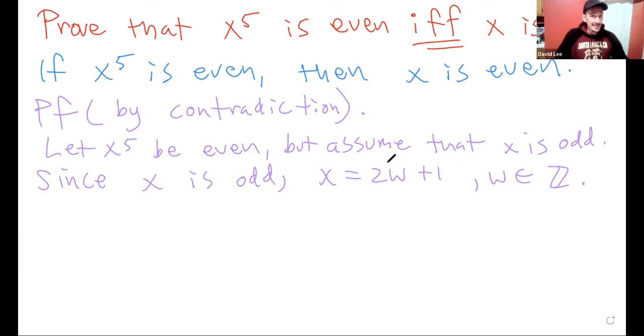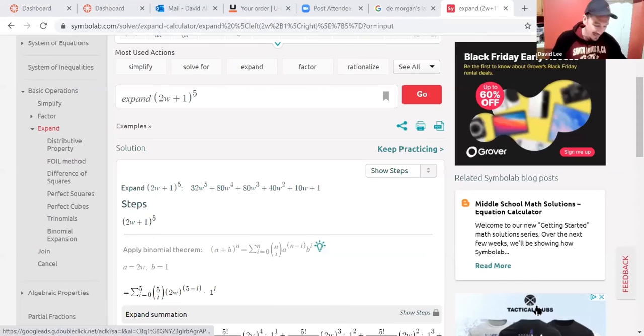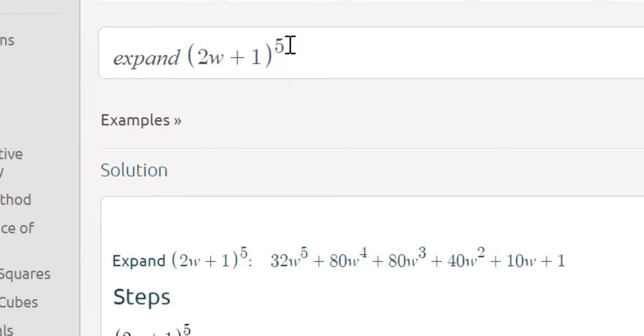And now we have to raise this to the power of 5. So x to the power of 5 is (2w plus 1) to the power of 5. And imagine having to take this binomial and raise it to the power of 5 and expand it 5 times. No. We're not going to do that. What we're going to do instead is go to the internet and Google polynomial expansion calculator. And we're going to type in 2w plus 1, and raise it to the power of 5. And you get all of this gibberish here.